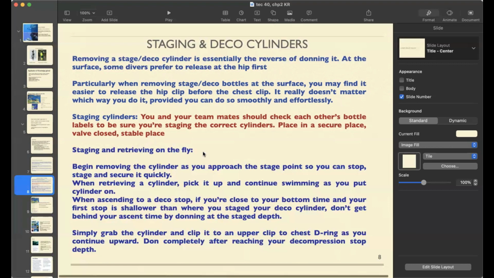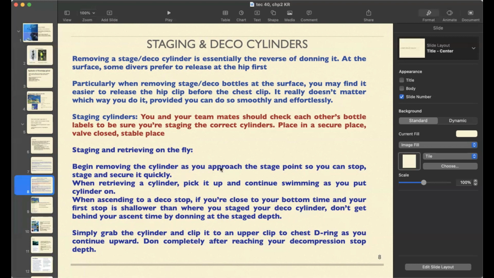Staging and retrieving on the fly. Sometimes you have too many cylinders when you're going down to extend your bottom depth. In that case, what you have to do is put it where you are going to come back to, the same place, same direction where you're coming back. So you remove the tank and put it there. When you're coming back, you take it up, and then you go up and start using the tank.